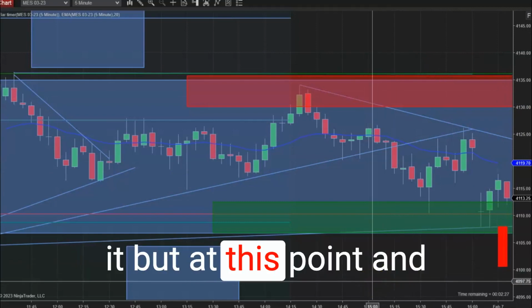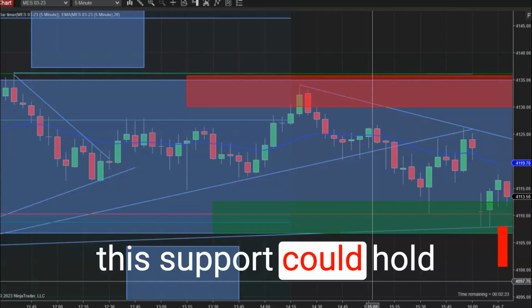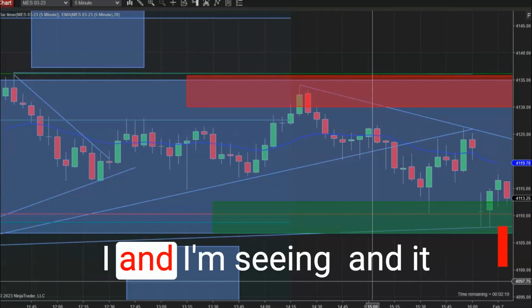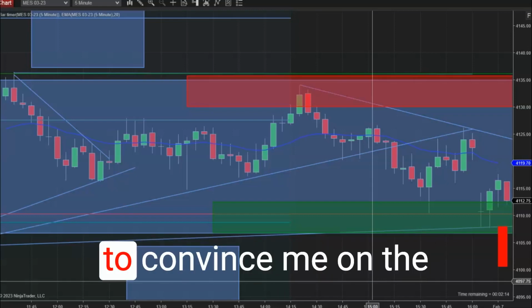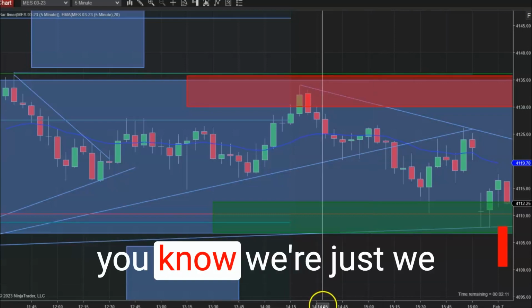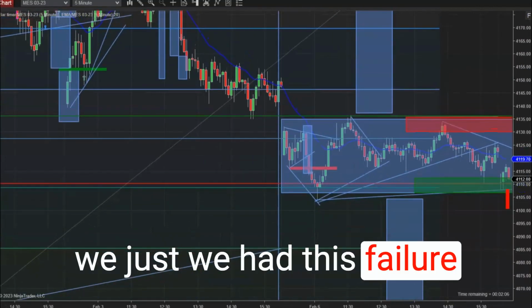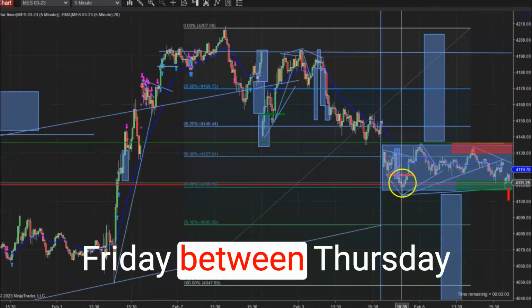Unless I see some really big green bars, then I would consider it. But at this point, and I'm not predicting, I don't know what's going to happen. This support could hold and it could go up. So I'm just watching, and it wouldn't be that hard to convince me on the downside here, because we had this failure on Friday, between Thursday and Friday.